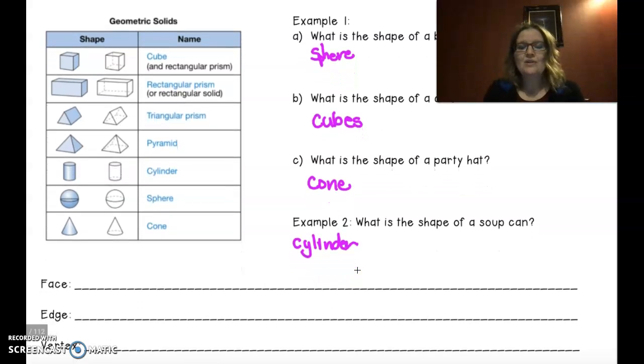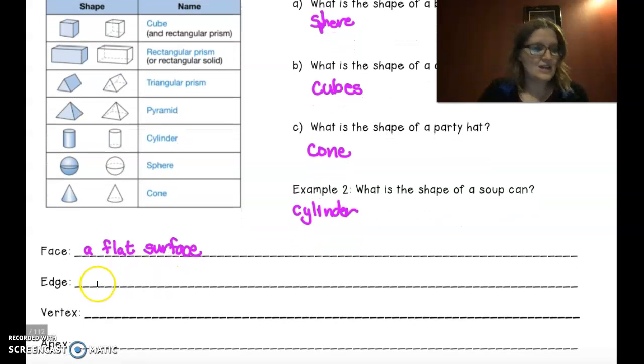Okay. Now there are some other vocabulary words that you need to understand when talking about geometric solids. The first thing is the face, and that essentially is the flat surface of the solid. The next is the edge, and that is where two faces meet.